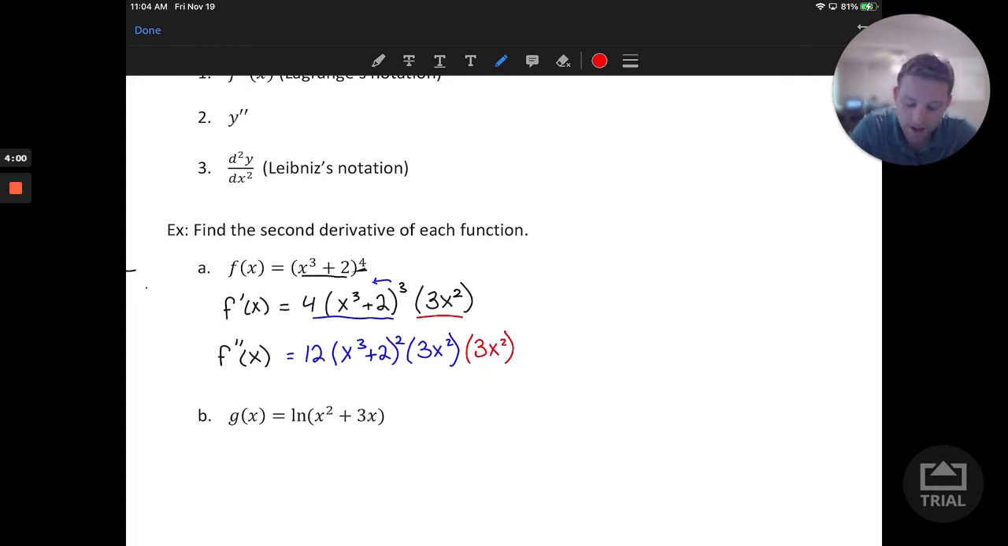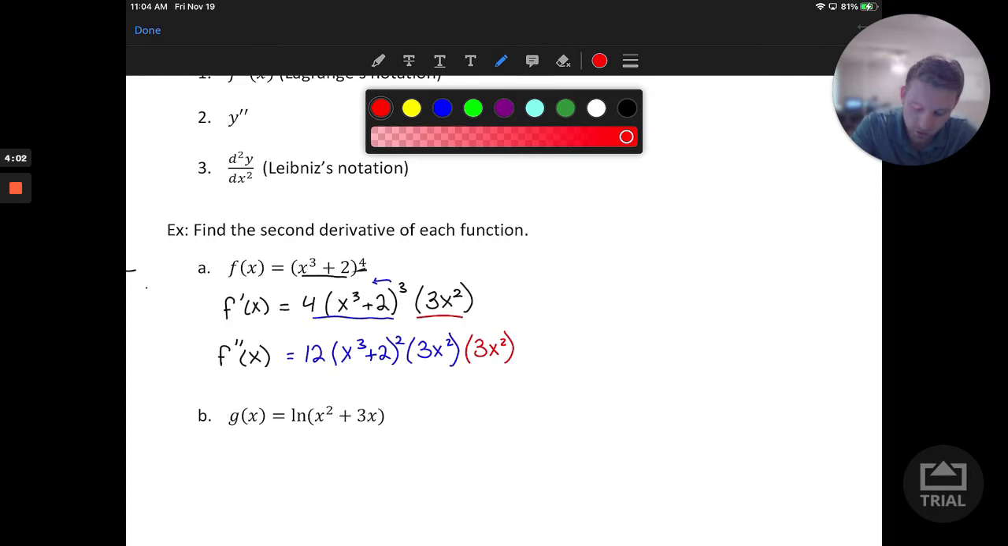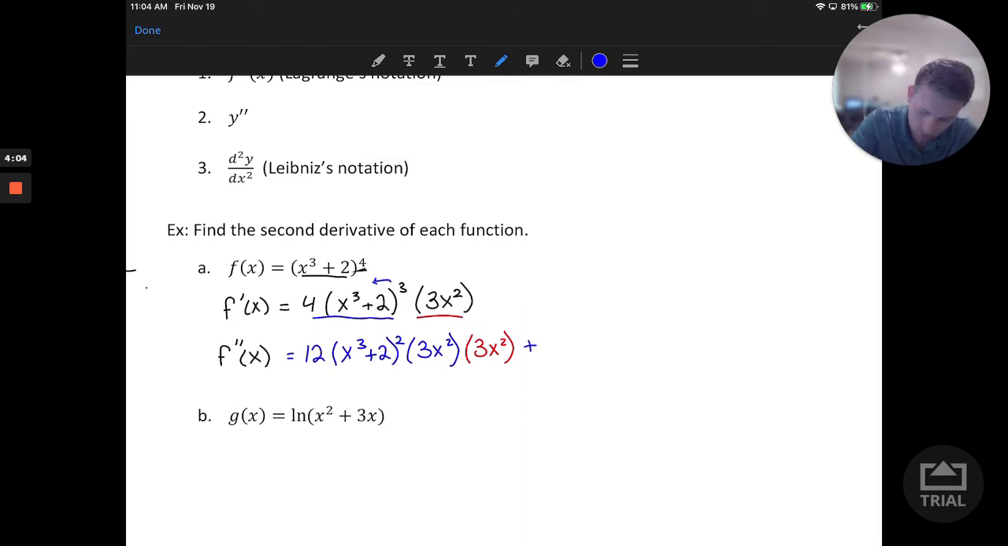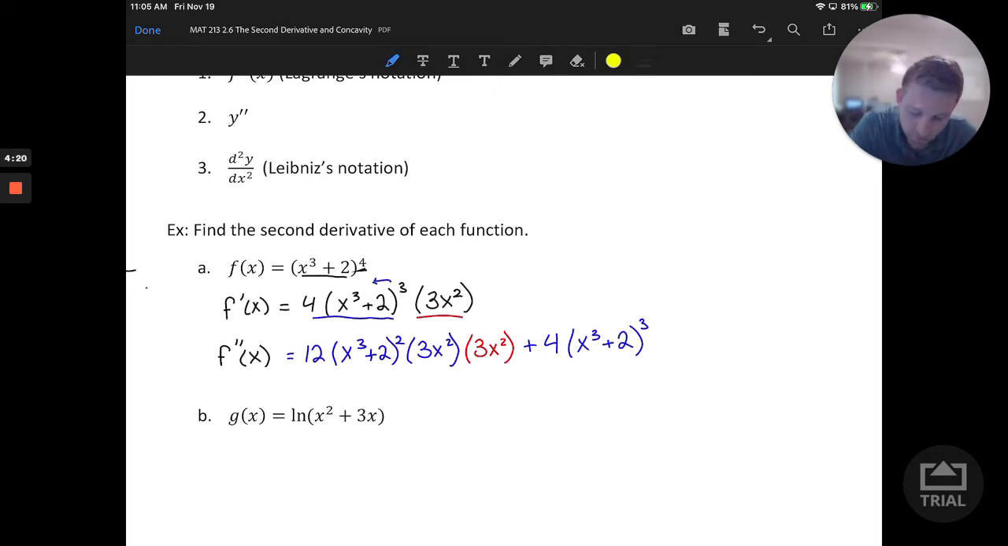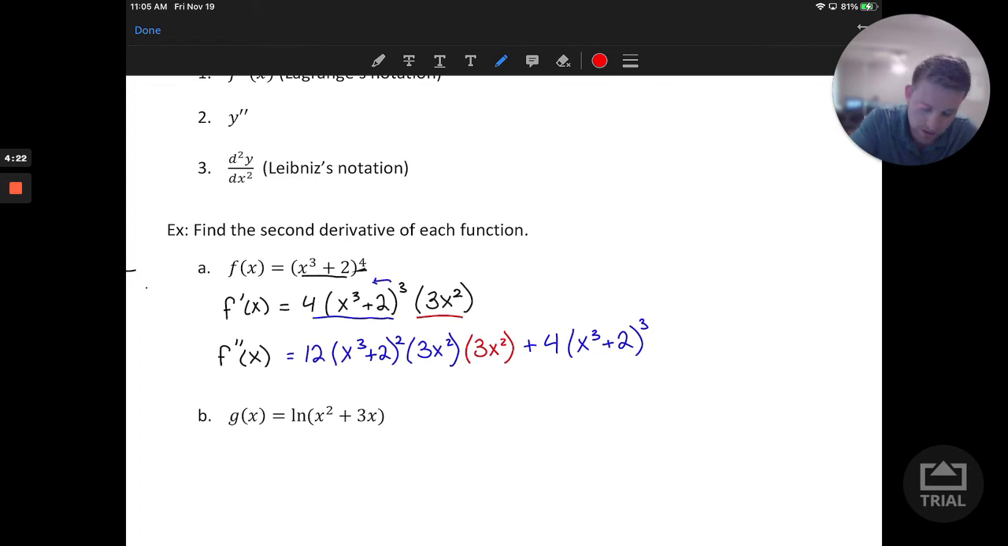And then we'll add the first function again, and then the derivative of the second, which is the derivative of 3x squared. We'll write that in red. That'll just be 6x with the power rule.